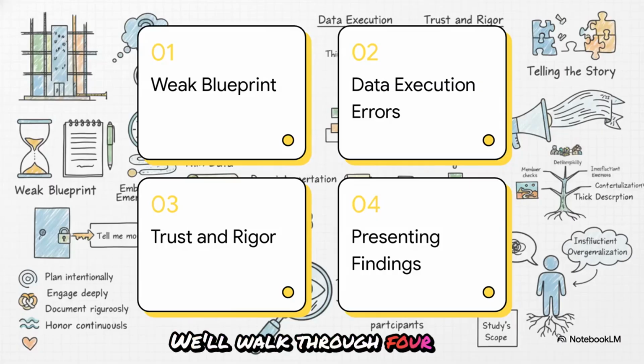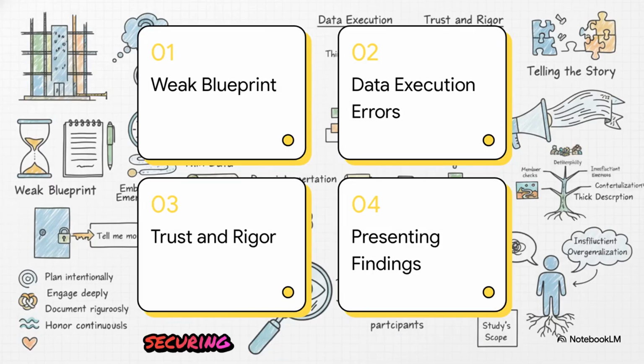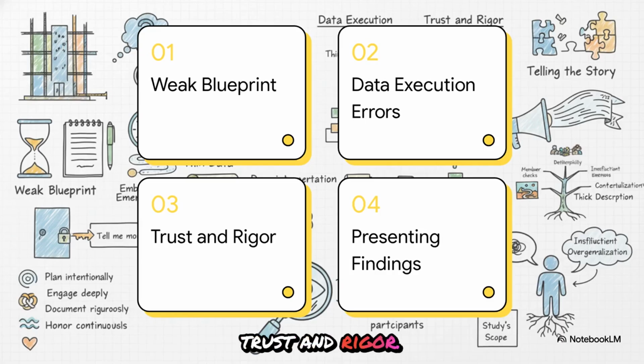So here's how we're going to tackle this. We'll walk through 4 key stages of the research build. We'll start with the blueprint, then get into the actual construction or execution. After that, we'll talk about securing the whole structure with trust and rigor.